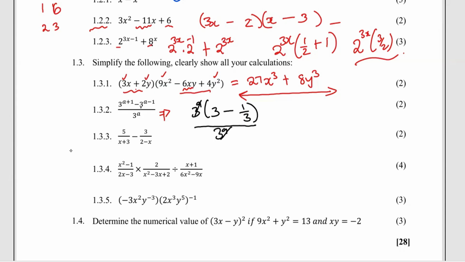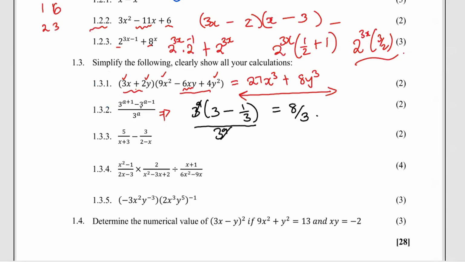Then what is 3 minus a third? 3 by 3 is going to be a 9. 9 minus 1 is going to be 8, so our final answer becomes 8 over 3. Okay, then 1.3.3. Let me put it this side. It's also 2 marks.